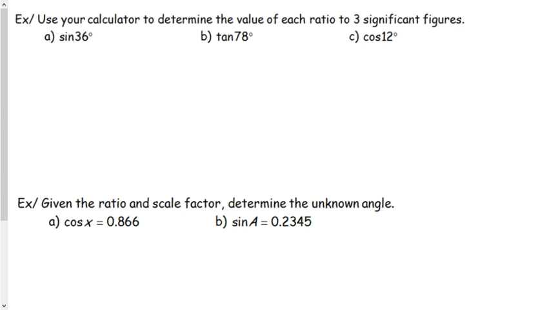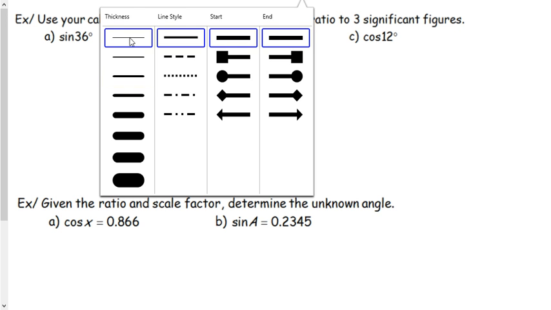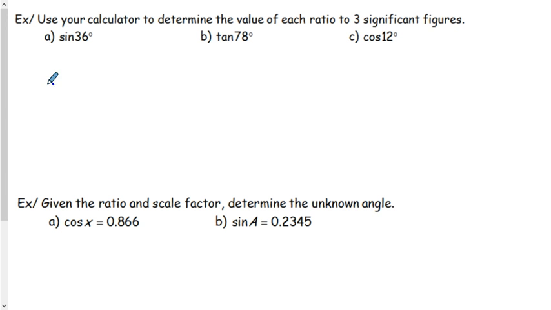Now, the best calculators are two-line calculators, where you can type it in just like you see here. You can type in sine, and probably your calculator will throw a bracket in there, so you'll hit the sine button and it'll go like this, and then you can type in the number 36, close the bracket, and hit your equal sign and see what you get.